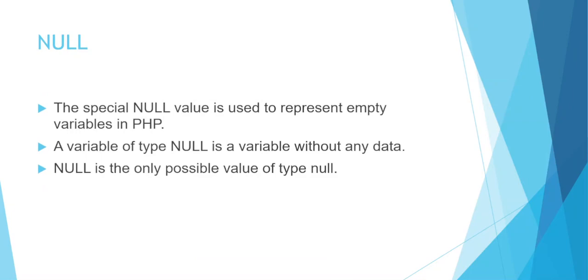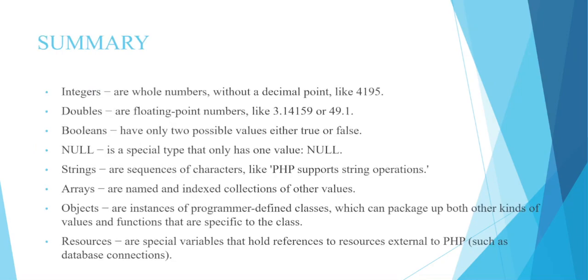The next one is null. Null data type. It is a special data type. The null value represents empty values in variables. It never stores any kind of data. It may not be an integer, it may not be a string or anything. Null is only empty, so we call it the null data type.